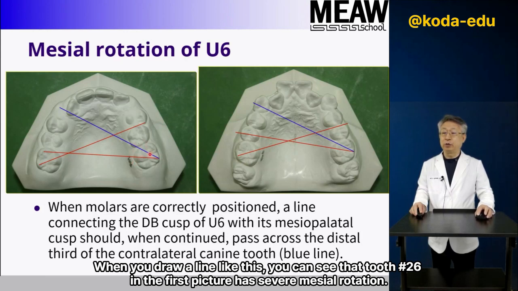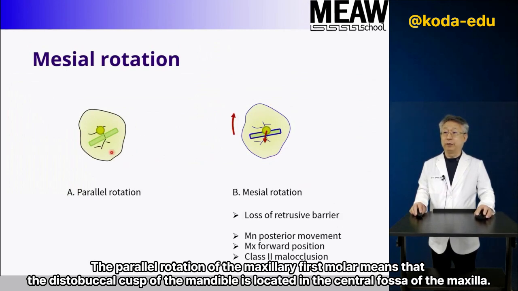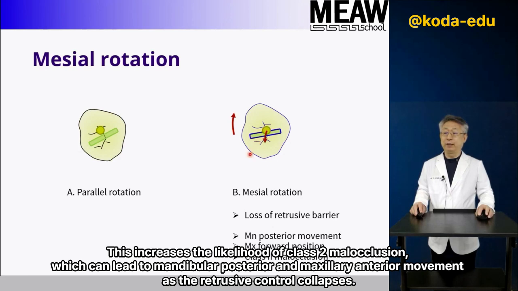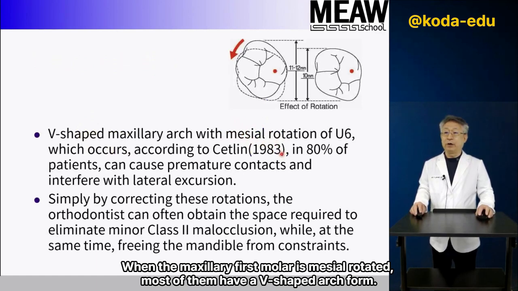rotation. The parallel rotation of the maxillary first molar means that the distobuccal cusp of the mandible is located in the central fossa of the maxilla. The mesial rotation of the maxillary first molar is located below the oblique ridge. This increases the likelihood of class 2 malocclusion, which can lead to mandibular posterior and maxillary anterior movement as the retrusive control collapses. When the maxillary first molar is mesially rotated, most of them have a V-shaped arch form.